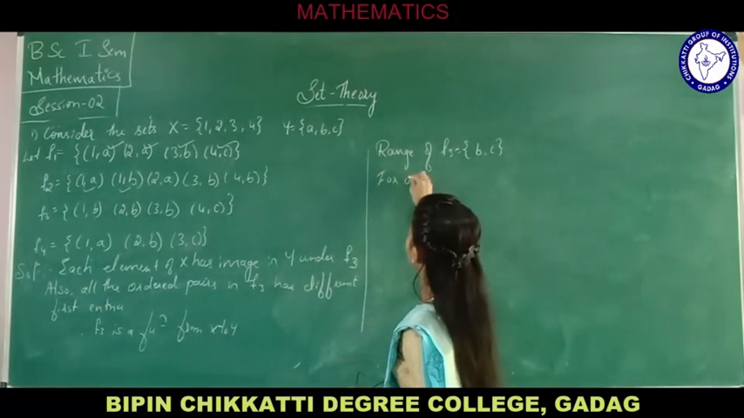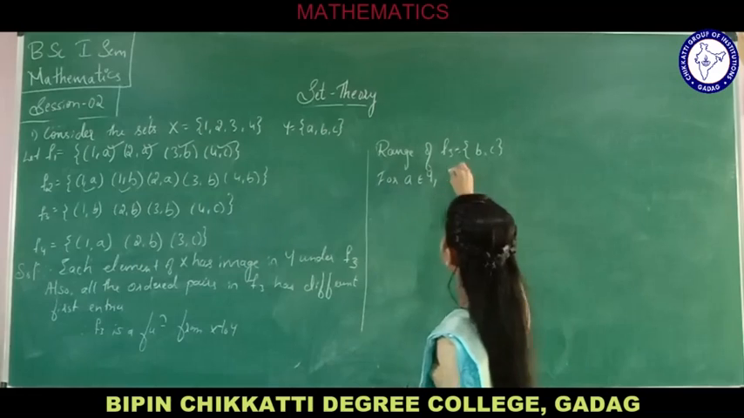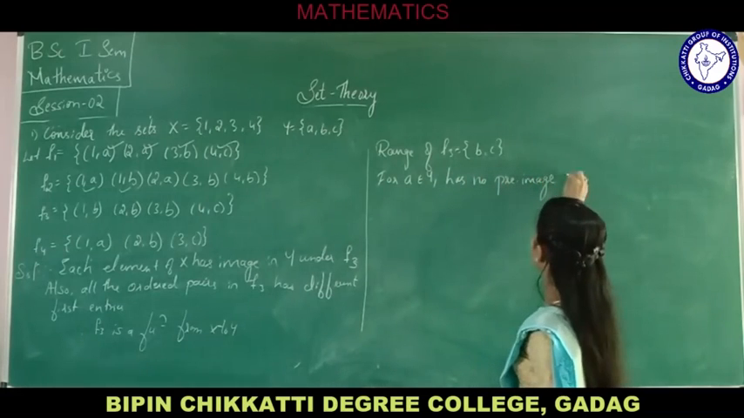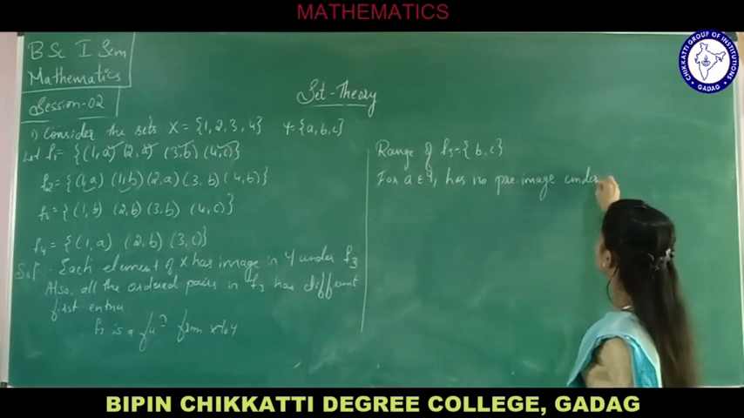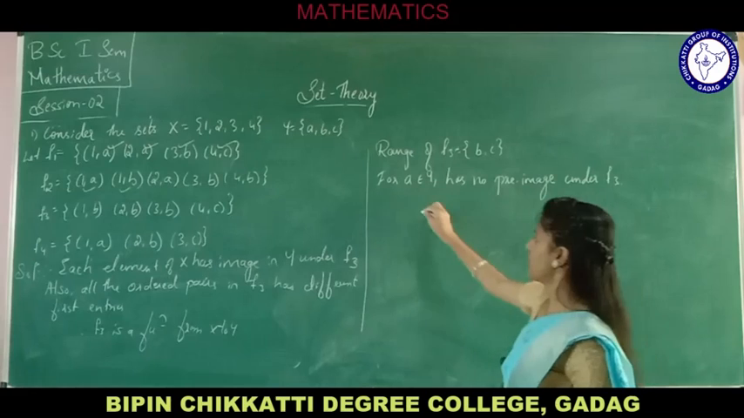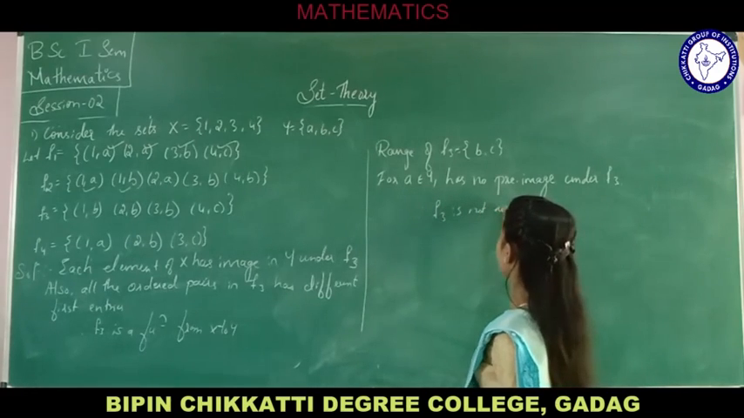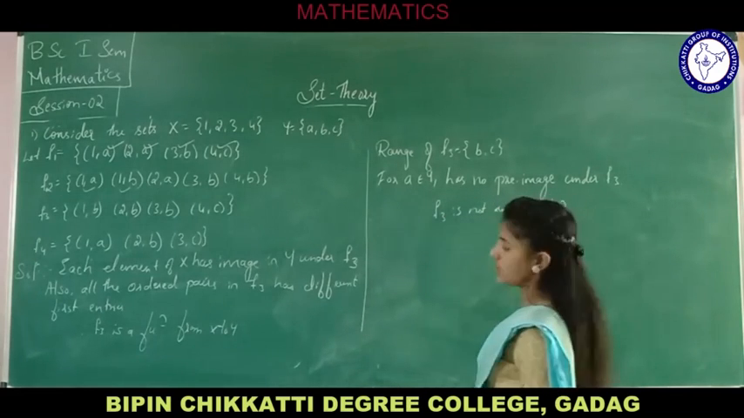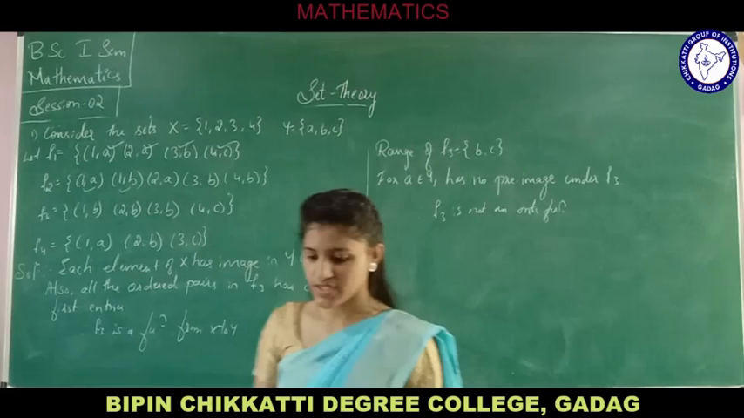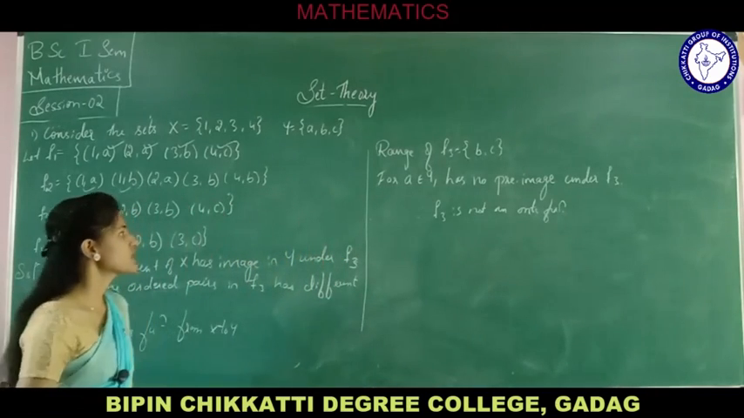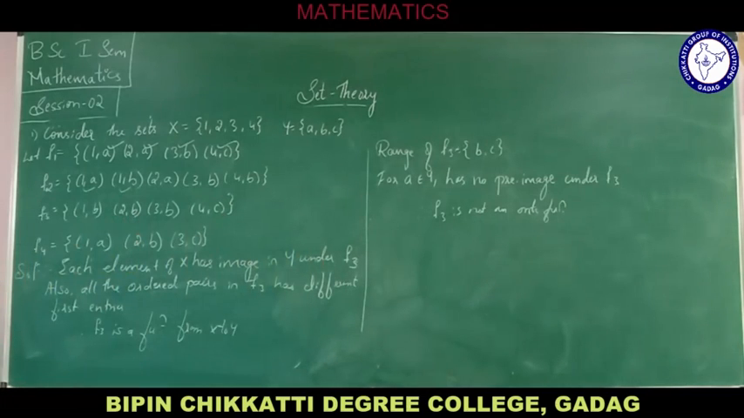For A belonging to Y has no pre-image under F3. Therefore, F3 is not an onto function. Now, what about the fourth one?